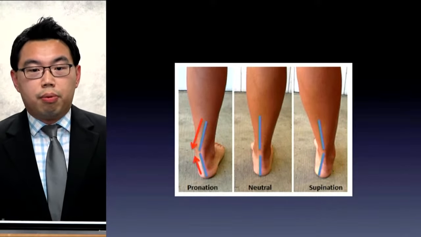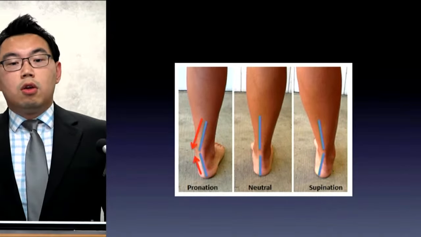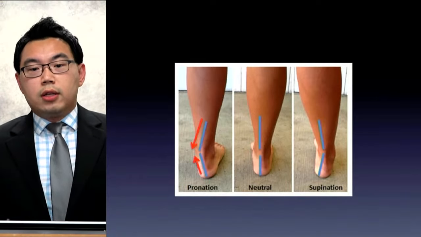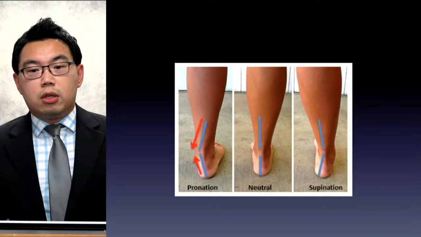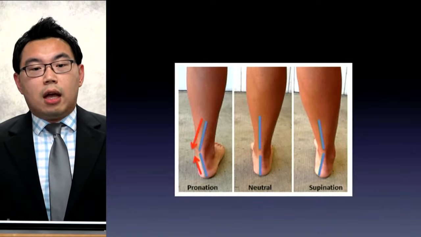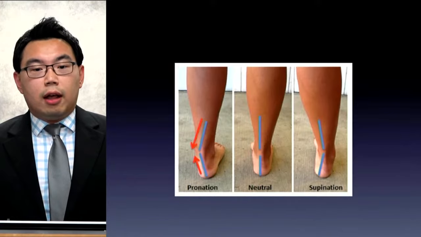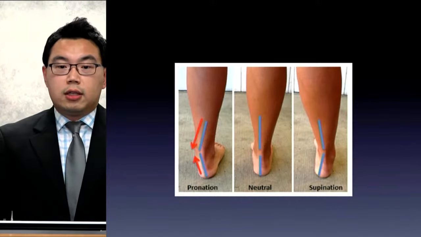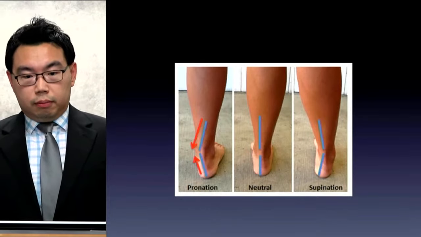The left is what we call pronation. What that means is you're putting extra pressure on the inside of your ankle. The right side is what we call supination, which means that you are putting extra pressure on the outside. In more layman's terms, on the left side, pronation is what we call a flat foot. On the right side is what we call a high arch foot.